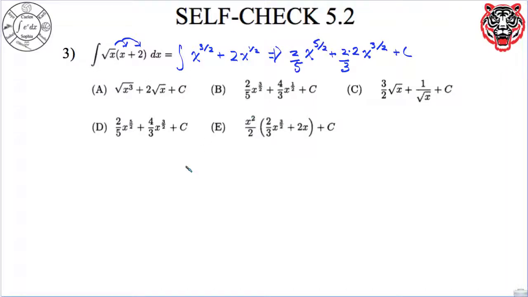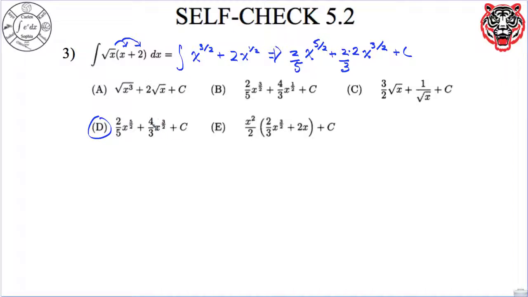So I'm running out of room. Let's go down here. Looking at some of these solutions, this is 2/5 x to the 5/2. So 2/5 x to the 5/2. It looks kind of like this, and that is indeed the answer. Yeah, it's D.